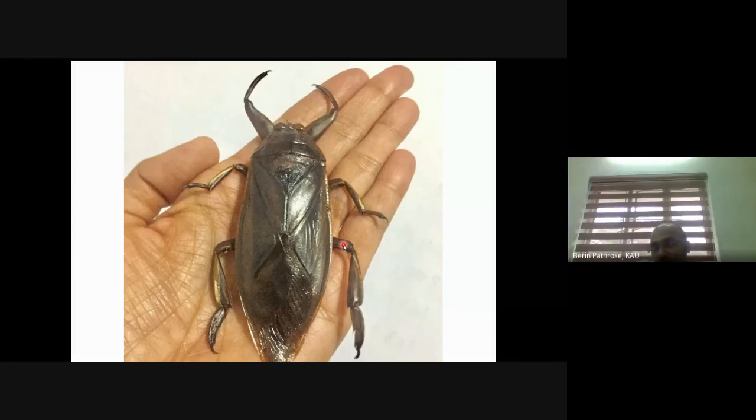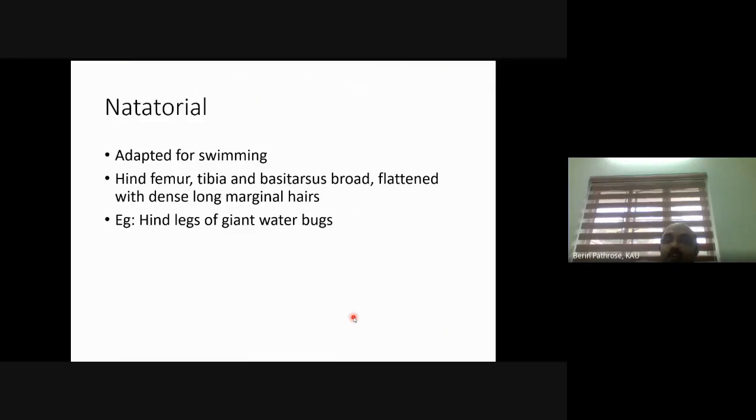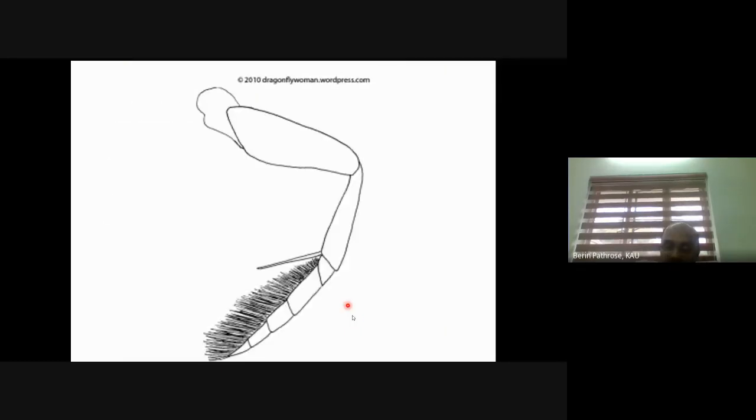Have you seen an oar, used for boating? So these oars are flattened. An oar is flat for paddling. So in the same manner, the femur, tibia, and the basal tarsal segment are broadened and flattened, and this is used for swimming purpose. And these basal tarsal segments have dense, long hairs that can be seen over here.